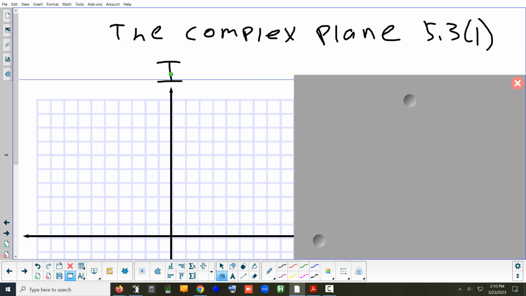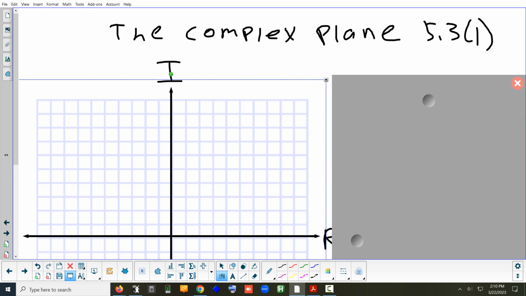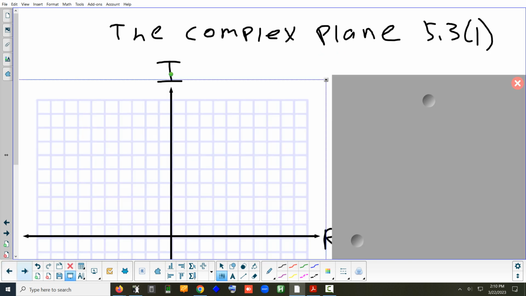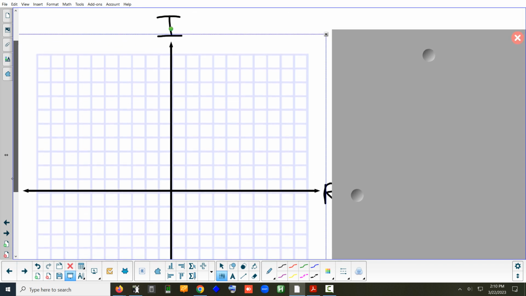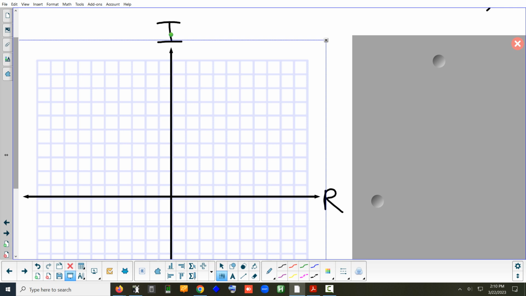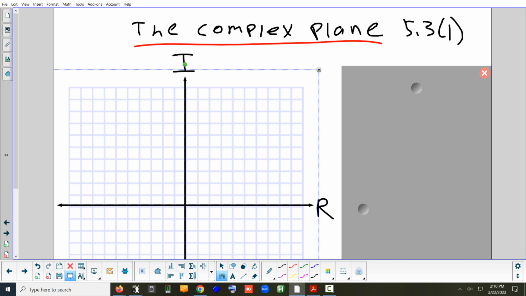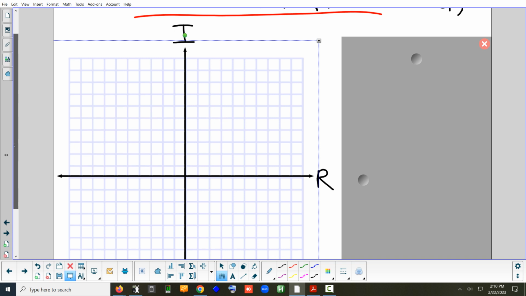So the idea of a complex plane is to basically take a number like this, 5 minus 12i, and find a spot for it on this graph. Where would it go? And the way we can figure out where it goes is we use a two-axis system, but we don't call them the x and the y-axis. When we're talking about a complex plane, we call them the real axis and the imaginary axis.